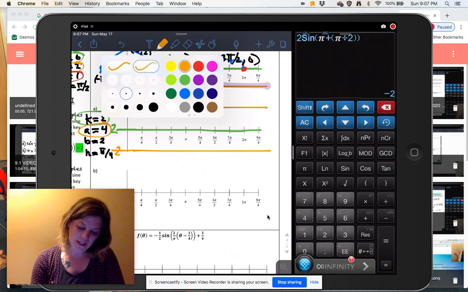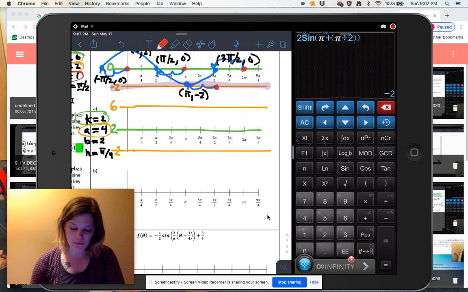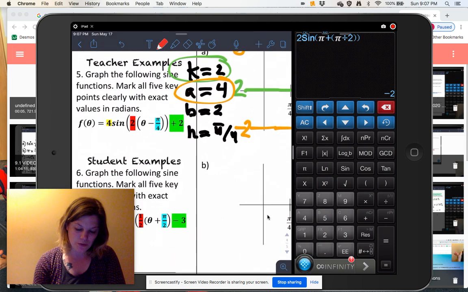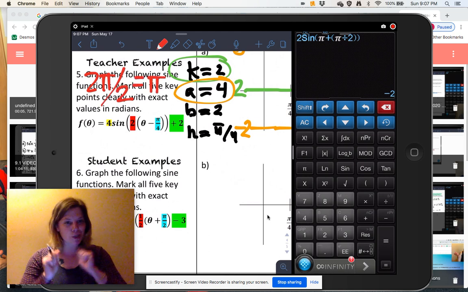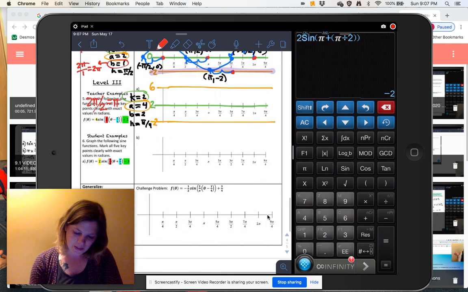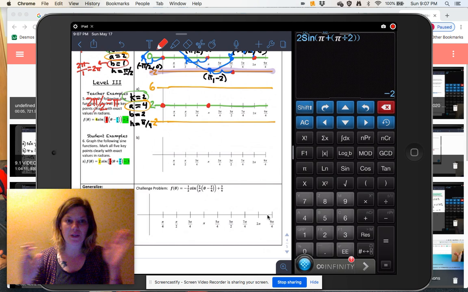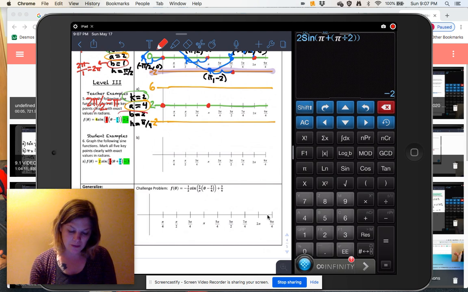All right, and then if our B value is 2, remember that means we have to do 2 pi over 2, and that is pi. So we got a smaller graph, cuter sine graph. So we start at 0 still, but we're going to have our whole sine graph within pi. So there we took care of that.